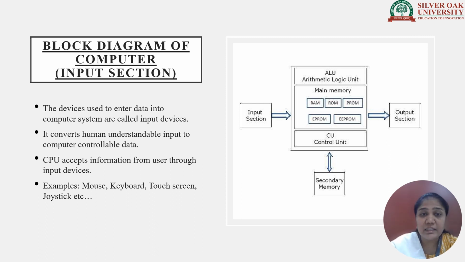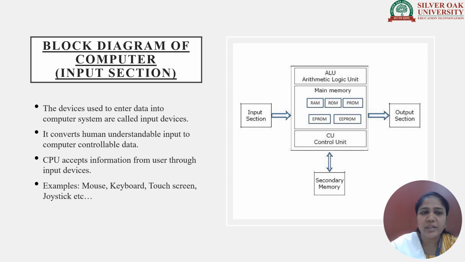The data that is to be processed is put through the input unit. The computer accepts this raw data in binary form. Now, what is binary data? We must know that the computer system does not understand alphabets or numbers. It only understands 0 and 1, which is called binary data, right? So whatever data we are giving to the computer system, in whatever form, will be converted into binary data. So it converts the human understandable input to computer controllable data.